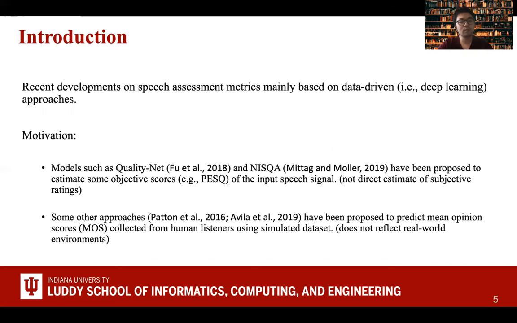So recent developments on speech assessment metrics are mainly based on data-driven approaches. Models such as QualityNet and NISQA have been proposed to estimate some objective scores such as PESQ or POLQA of the input speech signal, but this is not a direct estimate of subjective ratings. There are some other approaches proposed to predict the mean opinion scores collected from human listeners using simulated datasets. So the dataset itself does not reflect real-world environments.